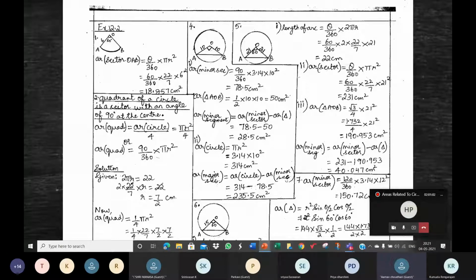Ma'am, I also got 152. Okay, 152. We are talking about another answer, 154, which Manasa said. Manasa, you need to think again. How can you take the perimeter of the circle? The entire perimeter is not in the major sector. Please draw the figure.